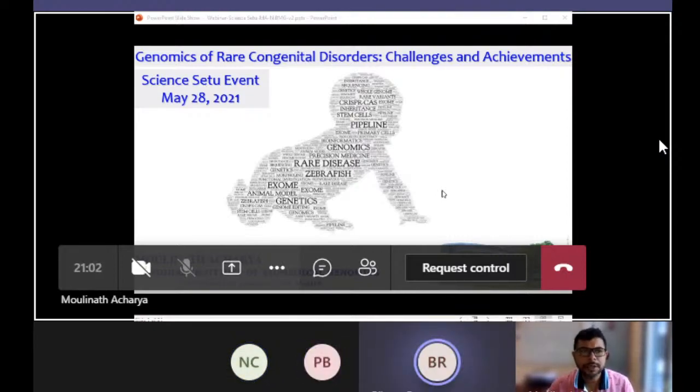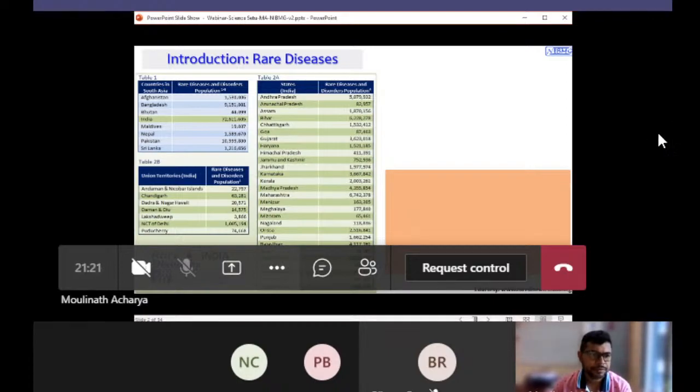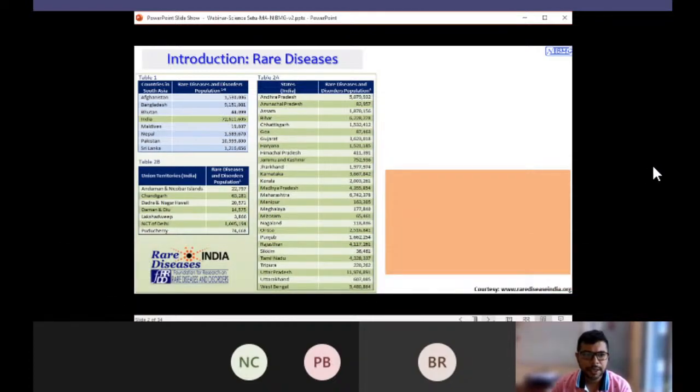Okay. Yeah, so today's topic, as Dr. Priyadarshi Basu mentioned, is genomics of rare congenital disorders, challenges and achievements. The first slide is basically, I would like to give some introduction about rare diseases. You can see this, this is borrowed from the Rare Disease India initiative, where India has a burden of 70 million rare disease patients, as you can see it here.